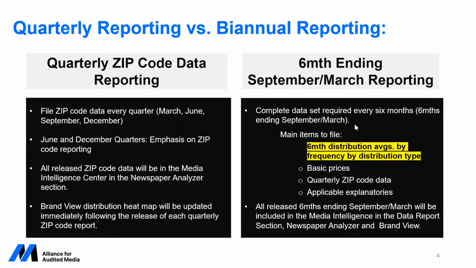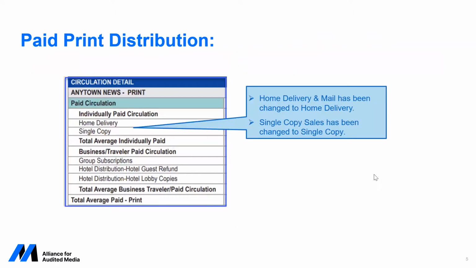So 6-month ending September and 6-month ending March. The next few slides are going to talk about the different reporting changes that have occurred with various categories. There's been some consolidation, simplification of reporting categories. Now, the first few slides I'm going to talk about is paid print distribution.